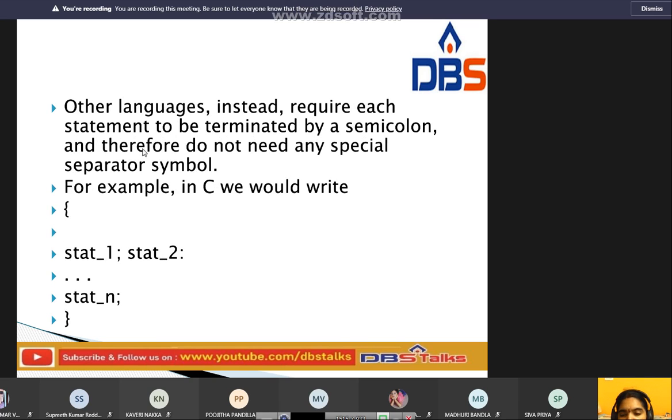Other languages instead require each statement to be terminated by a semicolon, and do not need any special separator symbol. For example, in C language you have to write like this: statement 1, statement 2, statement n, each terminated by a semicolon.